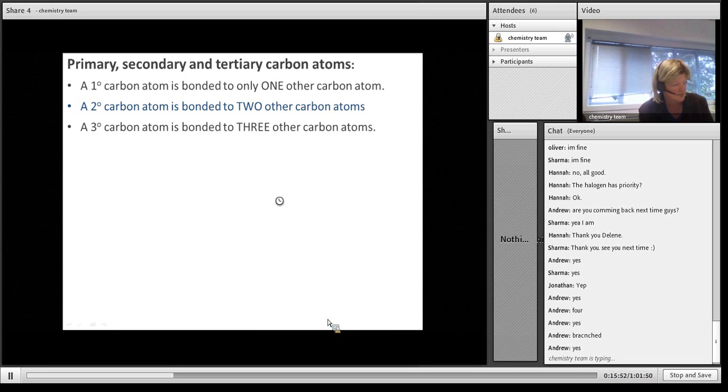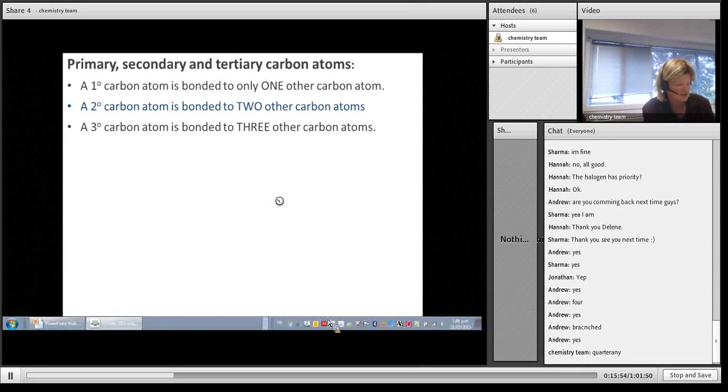I could type it out in the chat box over there. So you can get quaternary nitrogens, then it would have a positive charge, and you can also get quaternary carbons.